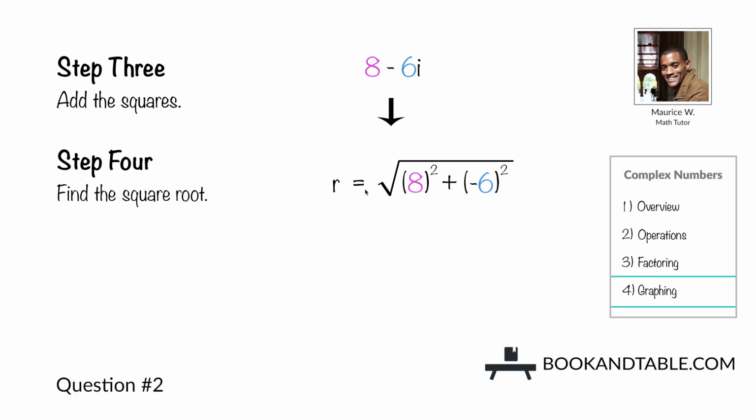So the modulus is equal to the square root of 64 plus 36. 64 plus 36 is equal to 100. And the square root of 100 is equal to 10. So the answer to question number 2 is R is equal to 10.